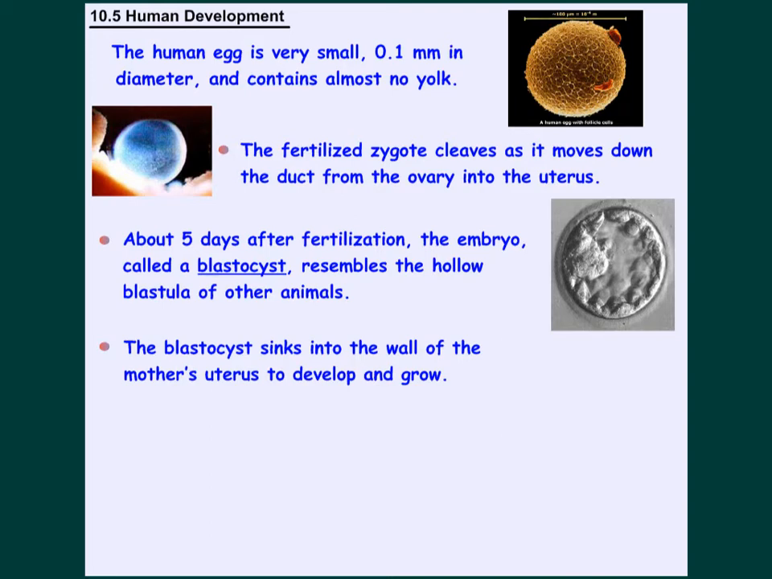Now the blastocyte is going to sink into the wall of the mother's uterus and develop and grow, and that's exactly what Mr. Hoffman described to you in section 10.1. And we call that process implantation. And essentially the cells are going to grow into the mother's uterus. Once you are planted into the uterus, we start to develop that umbilical cord, eventually. And that is going to be how those cells get the nutrients and oxygen and get rid of the carbon dioxide that we discussed on the previous slide.